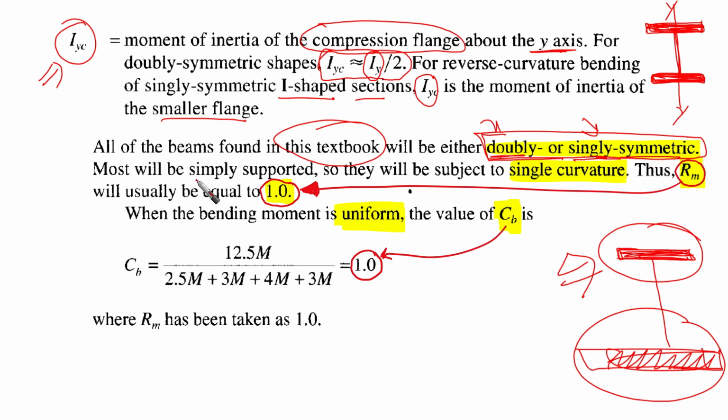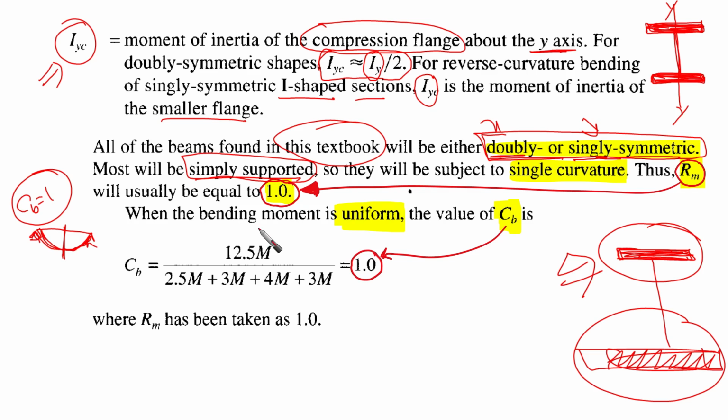Most beams will be simply supported. In the simply supported case, you're going to find that the moment is at the middle, and at the same time you are going to see that it is single curvature, not reverse curvature. So we are going to have CB in general equal to 1. Okay, so that's the point here.